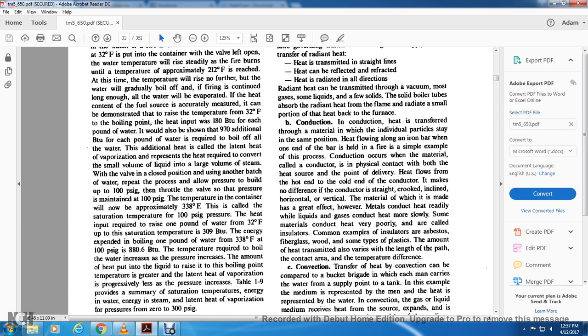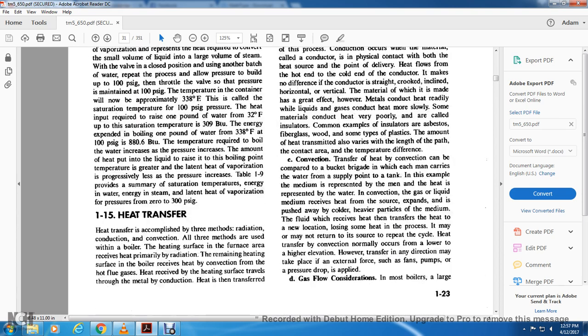Table 1.9 provides a summary of saturation temperatures, energy of water, energy of steam, and latent heat of evaporation for pressures from 0 to 300 psi.